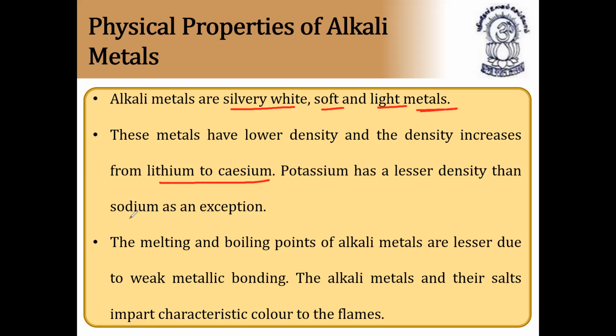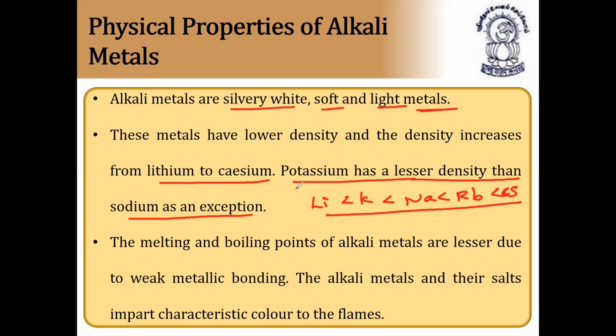Potassium has lesser density than sodium as an exception. So what is the density order now? They'll ask which of the following is the correct order of the density. So related to property, first you have to see these metals have lower density and the density increases from lithium to cesium. So lithium less than potassium less than sodium less than rubidium less than cesium. This is the density order. So please note this, children. This is the density order for alkali metals. Potassium has lesser density than sodium as an exception.